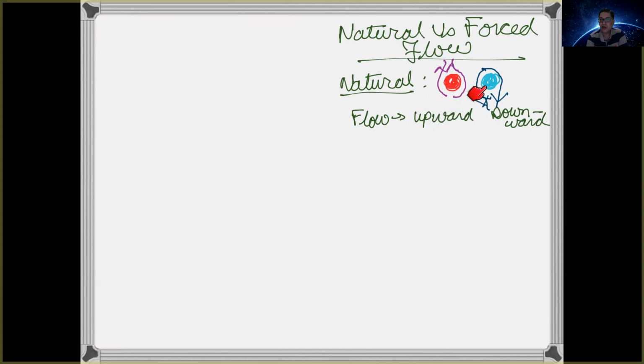Whereas for a cold object, the fluid nearby gets cooled, it becomes denser, and it tries to move in the downward direction. These upward and downward flows are buoyancy-induced flows. They are the natural flows.